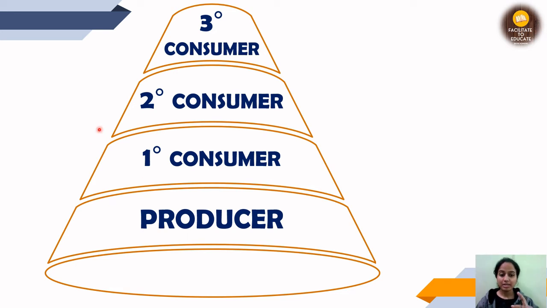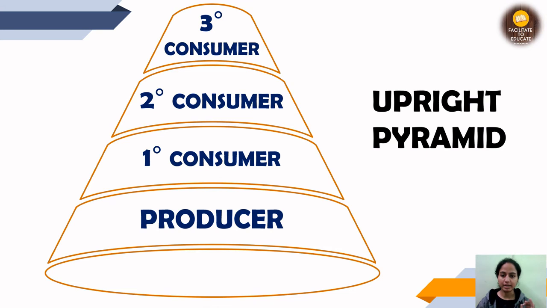It cannot be reversed. Why? Because the tertiary consumers are never producing food, right? The producers are producing food, they will be getting it from the sun, and they will be just transferring 10% to the next trophic level. That means the energy with the primary consumers will always be less than that of the producers. So the pyramid of energy is always upright. There is no inverted pyramid of energy, right?